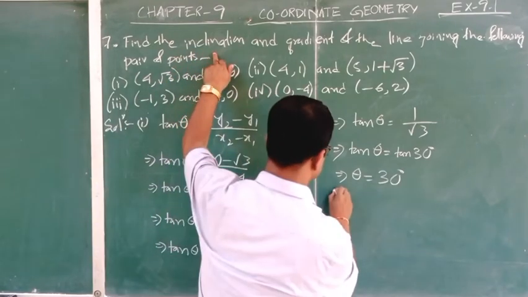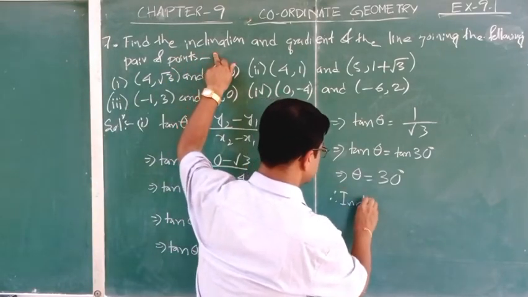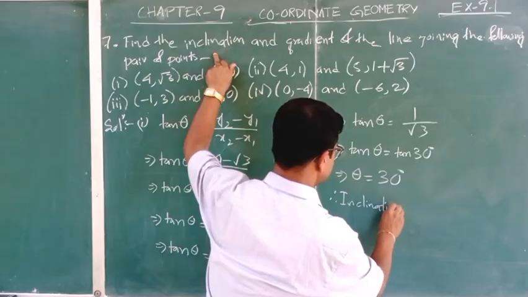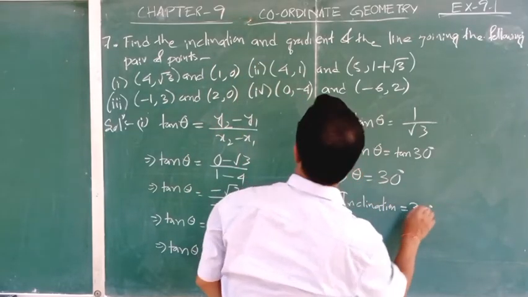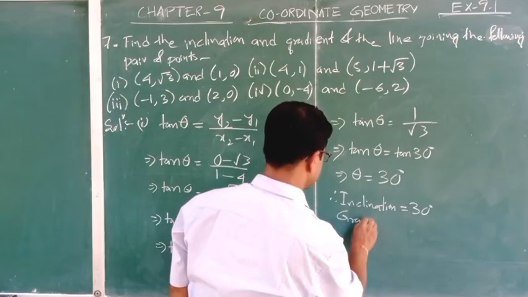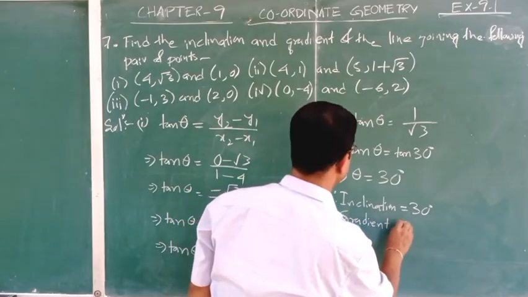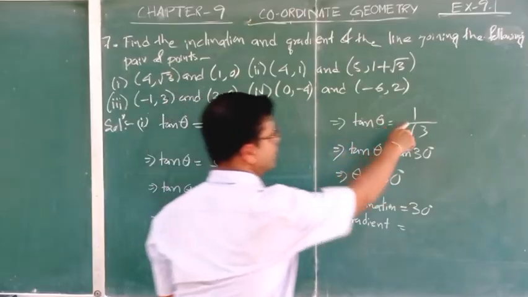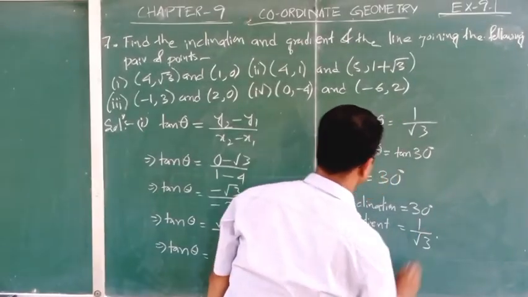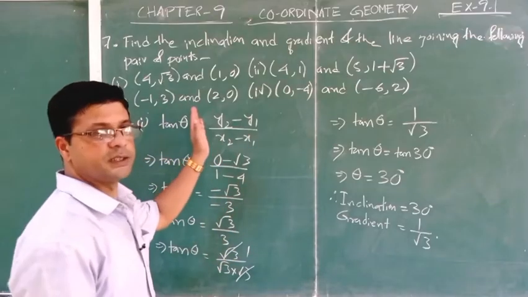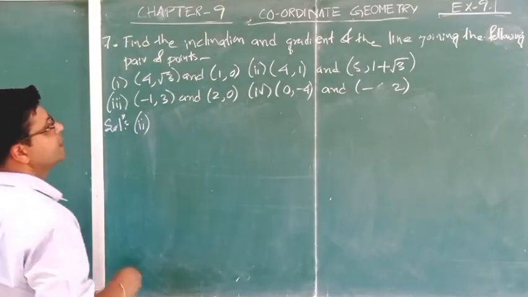So the question was inclination. Therefore, inclination is 30 degree, and next is gradient. Gradient is how much? Gradient we found is 1 by root 3. Gradient means tan of theta, 1 by root 3. In a similar manner we have to do the rest. Now let us do number 2.